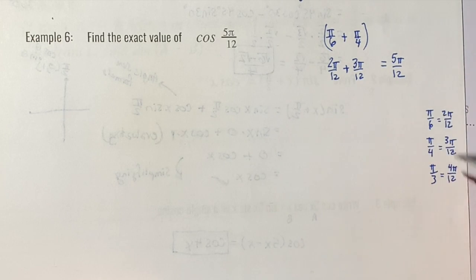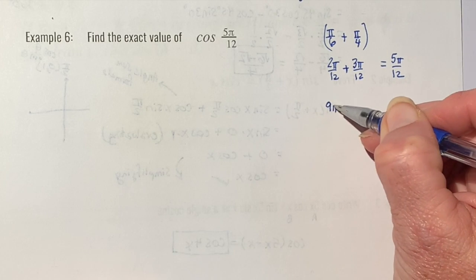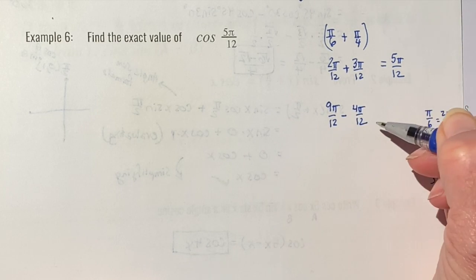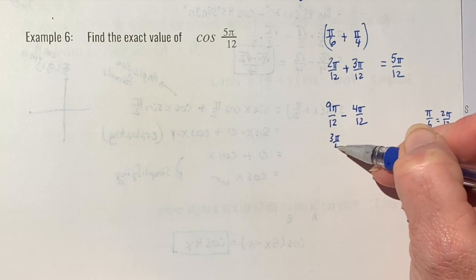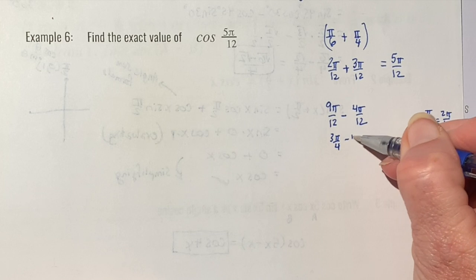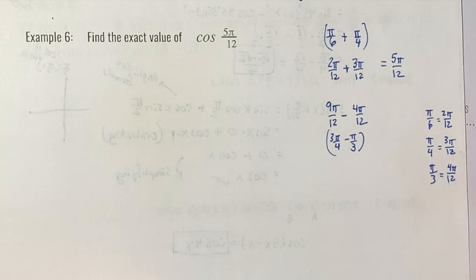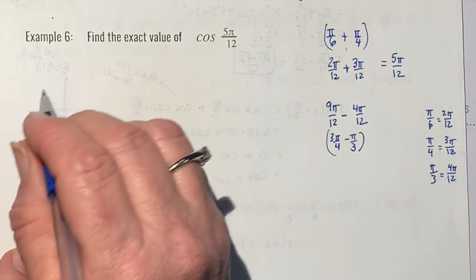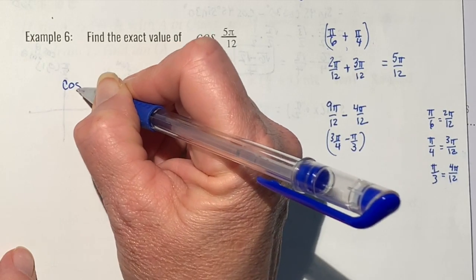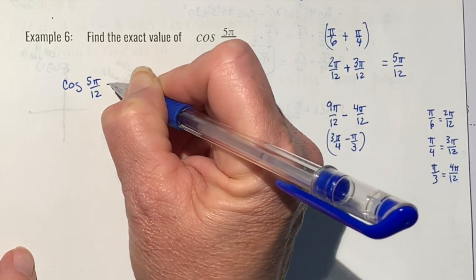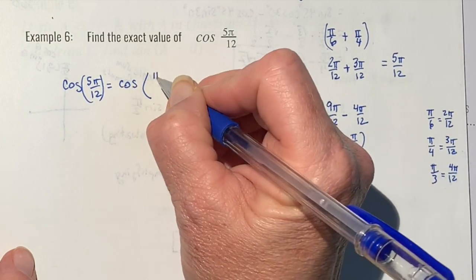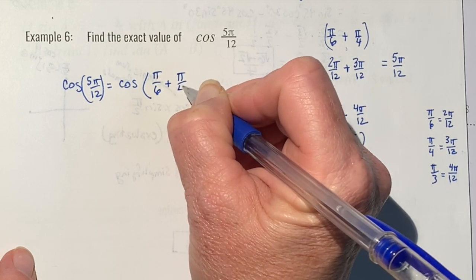Of course you have to use the other quadrant angles off of these, but I could do 9 pi 12ths minus 4 pi 12ths, which would also work. This is the same as 3 pi 4ths, which is one of the multiples of pi 4ths, and this is pi thirds. So there's a difference that would work. There's multiple ways you could do it. There's not just one correct answer, but I'll go with the sum. You could do either one. So cosine of 5 pi 12ths is equivalent to the cosine of pi 6 plus pi 4ths.